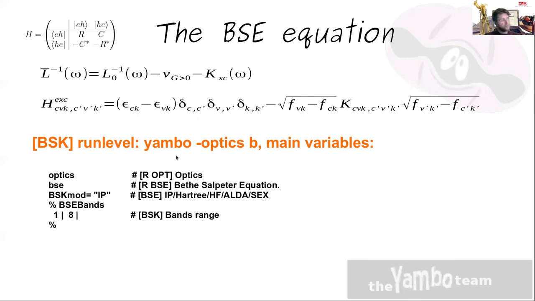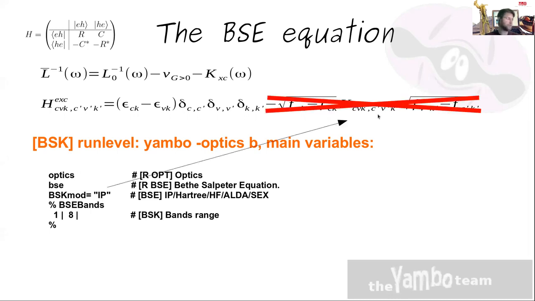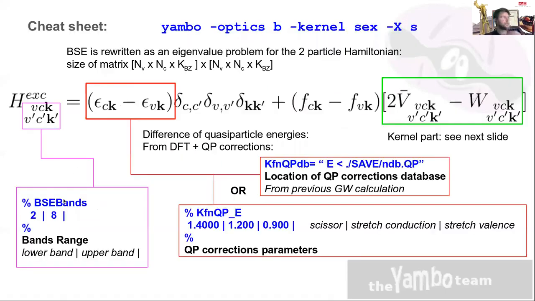So you can enter this run level via Yambo, setting yambo -optics B, and the input file will give you this set of input variables. In particular, you see that you set the optics run level in the electron space. Without any other extra option, you will have independent particle, which means you are not considering any kernel. And then you have the bands, which you use to construct these excitonic matrices. Details can be found in the cheat sheet, which is available on the Yambo wiki.